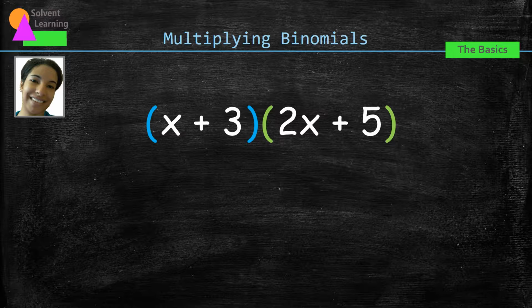We know that we need to multiply these binomials together because there's no addition or subtraction sign in between the two sets of binomials, in between the two sets of parentheses. That tells us that we're just multiplying them together. And in this lesson, we're going to look at a few different strategies that we can use to accomplish that.